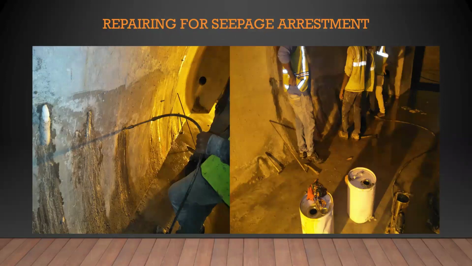Repairing methodology for seepage. In the cross passage, we found some seepages. So to control the water flow, the concrete surface shall be thoroughly abraded to remove all laitance. Any traces of loose material, oil, grease, or any other material that might affect adhesion shall be removed from the surface. The entire surface shall be washed with water and allowed to dry.